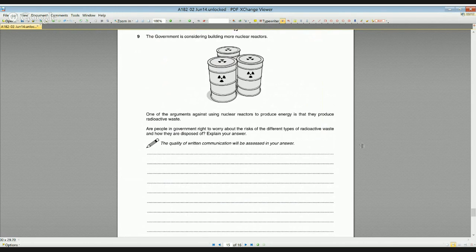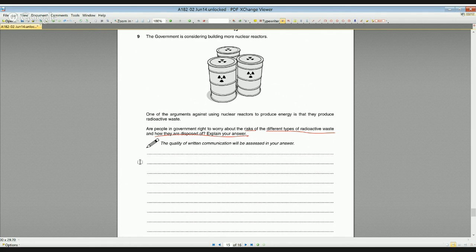So it's saying one of the arguments against using nuclear reactors to produce energy is that they produce radioactive waste. Are people in government right to worry about the risks of the different types of radioactive waste and how they are disposed of? Explain your answer. It's clear here that you need to talk about the risks, the different types of radioactive waste and how they're disposed of, and you need to explain your answer. So the first thing we need to talk about is the risks.